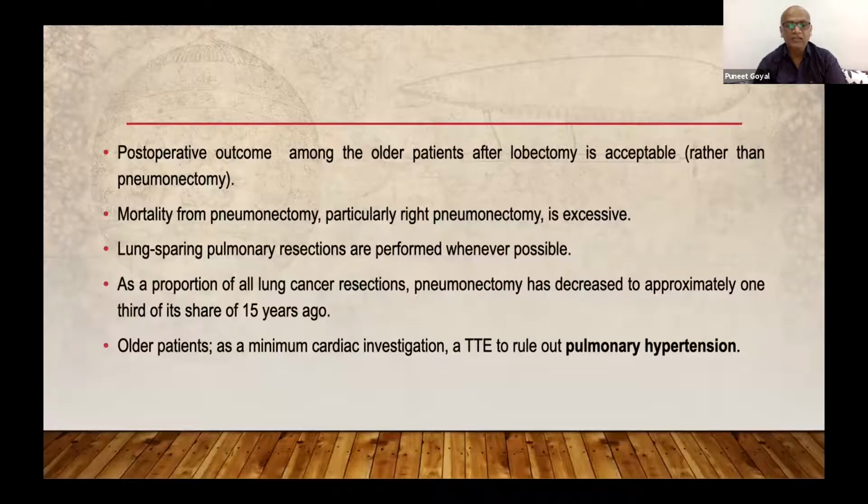In older patients, as a minimum cardiac investigation, transthoracic echocardiography should be done to rule out pulmonary hypertension. So look for the PRVSP, look for pulmonary hypertension and RV dysfunction in these patients. This will be an independent risk factor for the postoperative outcome of these patients.